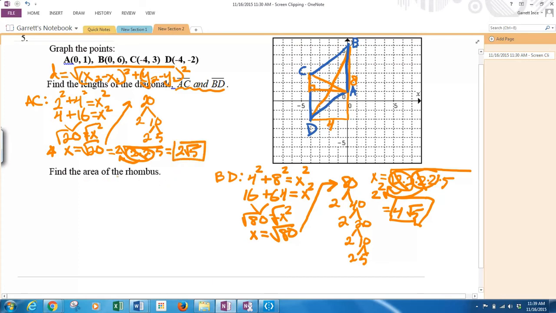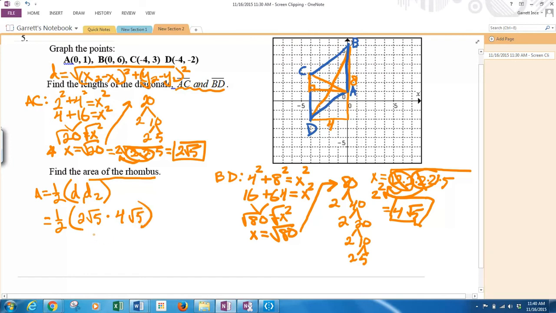Now, it says to find the area of the rhombus. I hope you remember that the area of a rhombus, this is one of those ones that deals with those diagonals that we just found, the area is equal to 1/2 the quantity of diagonal 1 times diagonal 2. Well, we have both of those pieces of information, so we're just going to drop them in. So this is equal to 1/2 times diagonal 1, 2 root 5, times diagonal 2, 4 root 5.